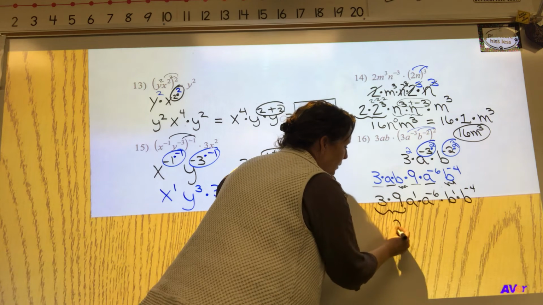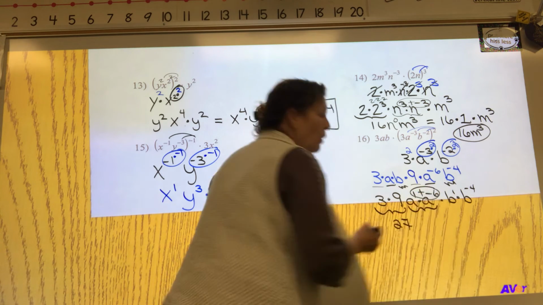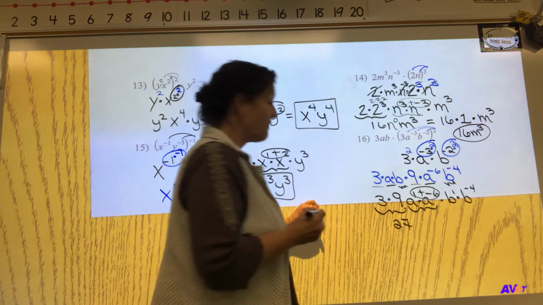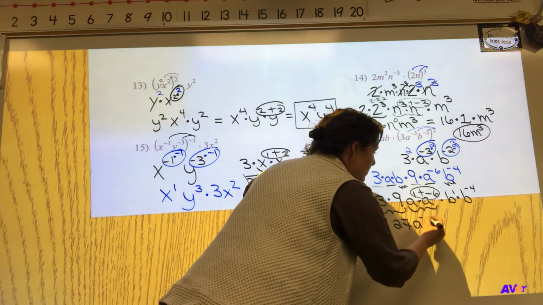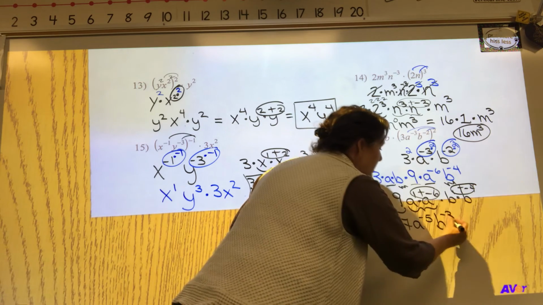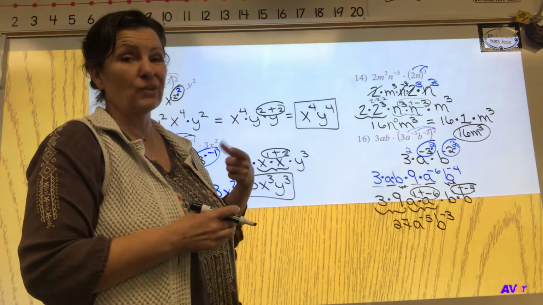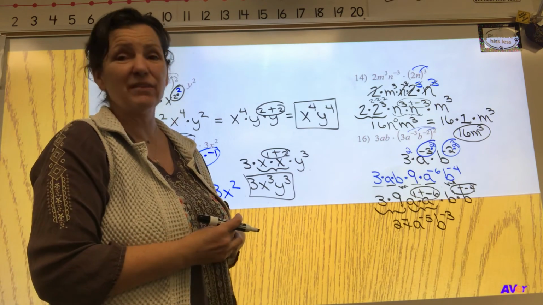3 times 9 is 27. We have some like bases here. 1 and a negative 6 is a negative 5. And we have like bases here. We have b to the negative 3. Beautiful. We know that can't be our final answer, and the reason? You're right, we have negative exponents.